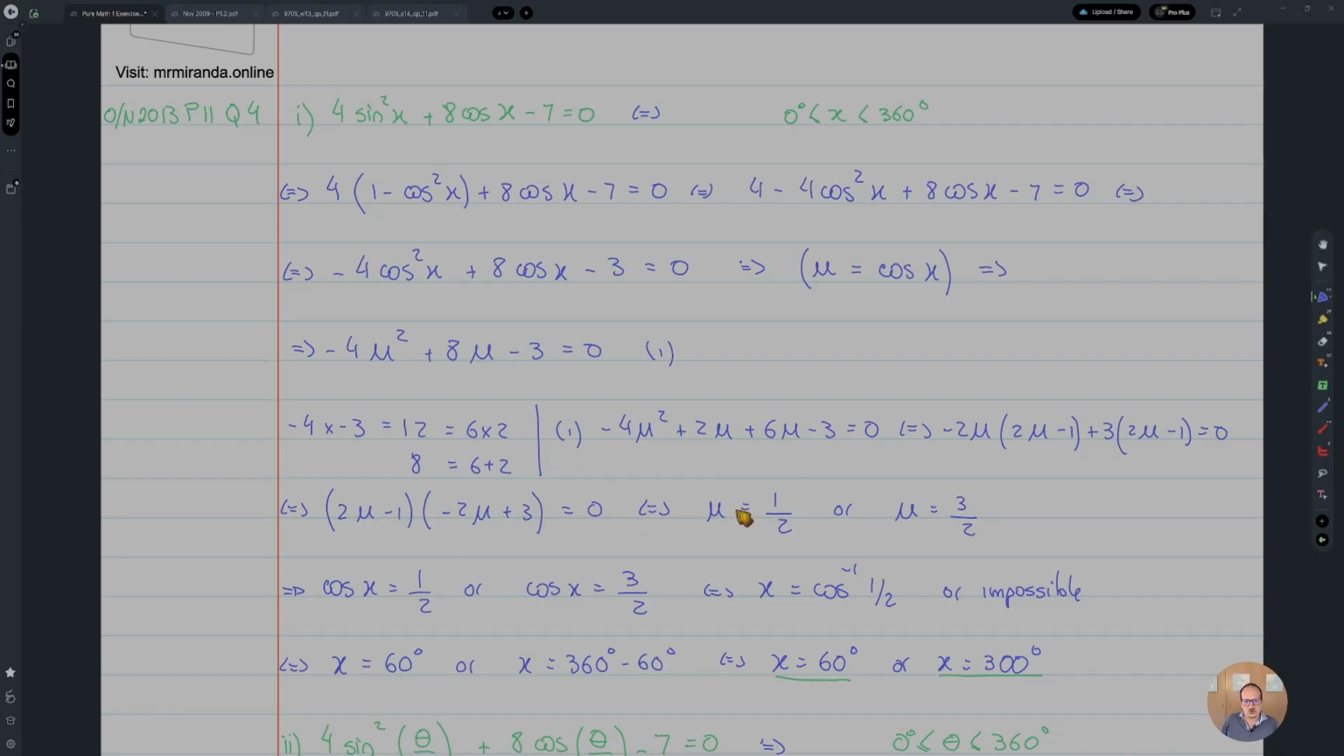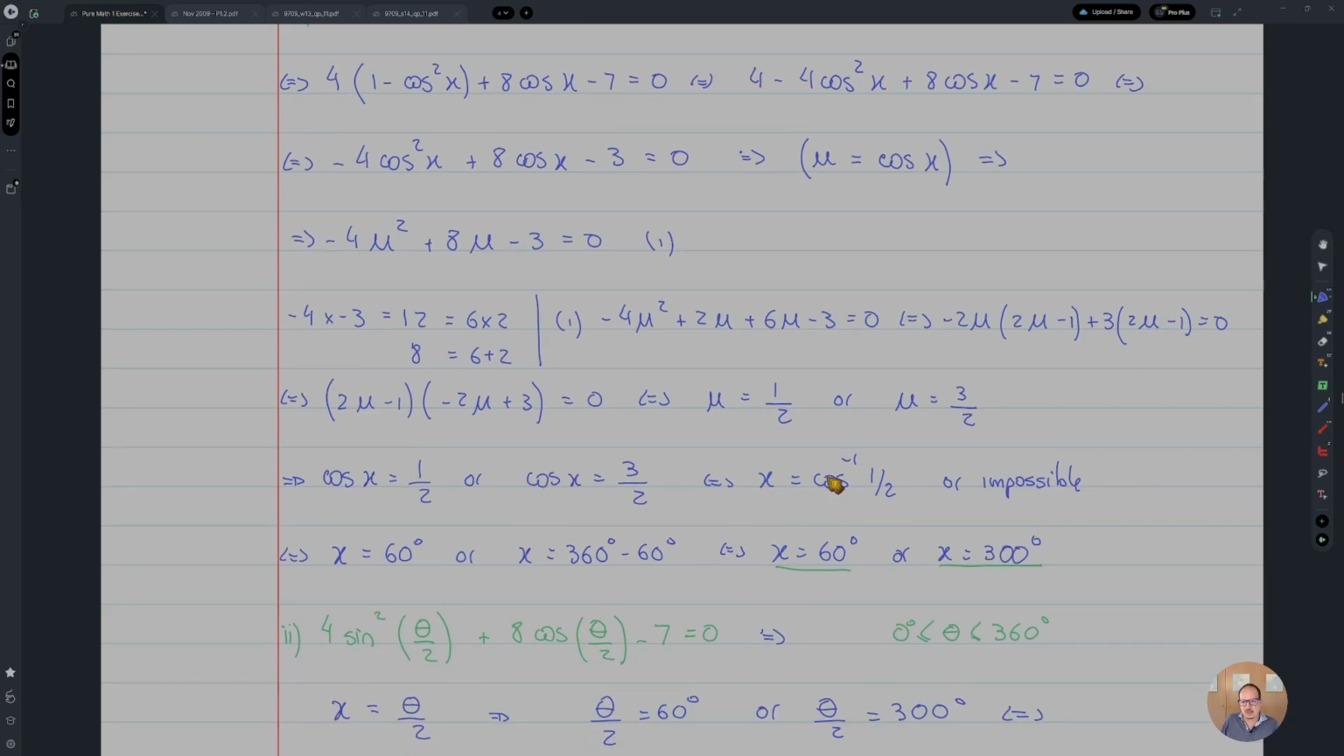I know that eventually I'll get u equals 1/2 or u equals 3/2, but u is cosine of x, so I'll substitute it again. So I will have either x equals cosine inverse of 1/2 or x equals cosine inverse of 3/2. 3/2 is 1.5, so it's bigger than 1, so this one is impossible.